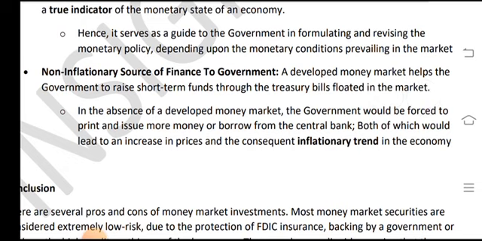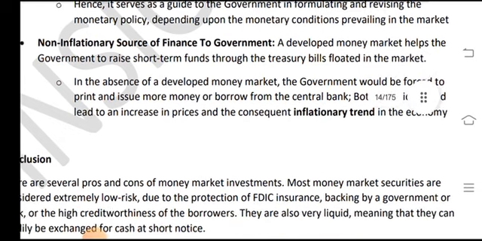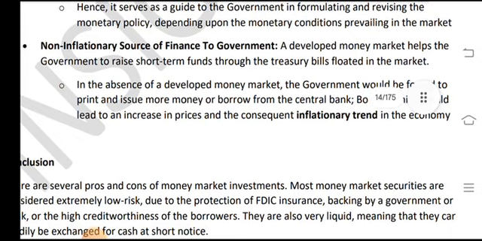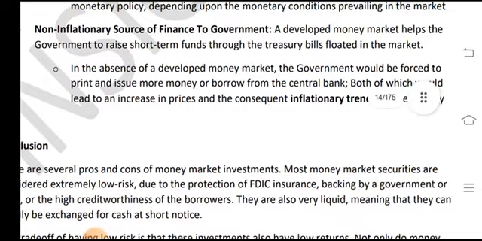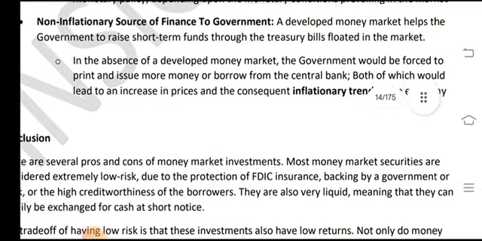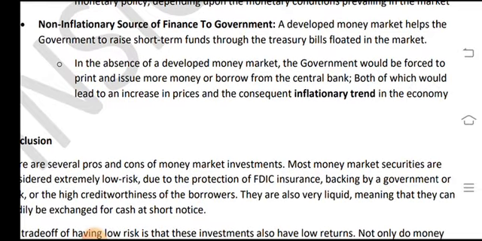Non-inflationary sources of finance to the government: an advanced money market helps the government raise short-term funds through treasury bills floated in the market. In the absence of a developed money market, the government would be forced to print and issue more money or borrow from the central bank, both of which would lead to an increase in prices and inflationary trends in the economy.